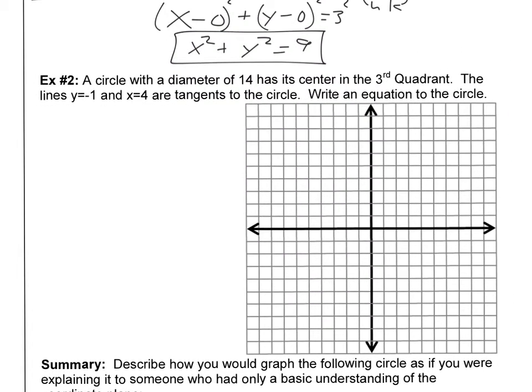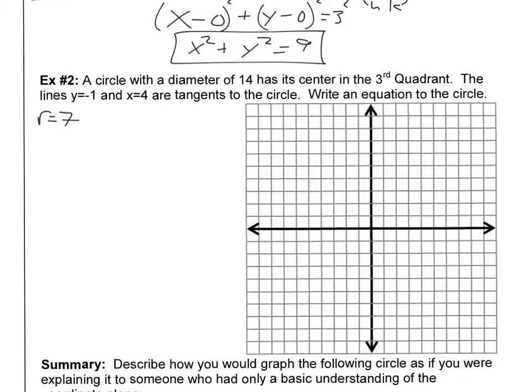All right. In example number 2, we definitely have kind of a logic question here for you. It says a circle with a diameter of 14. Right away, if it has a diameter of 14, I'm going to just make a note. That means we have a radius of 7, right? It has its center in the third quadrant. For quadrants, remember, this is 1, 2, 3, 4. So we know the center is somewhere here.